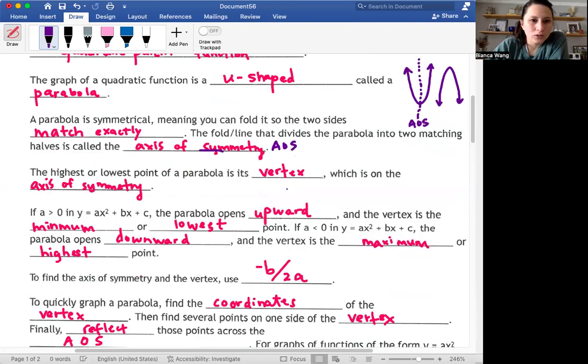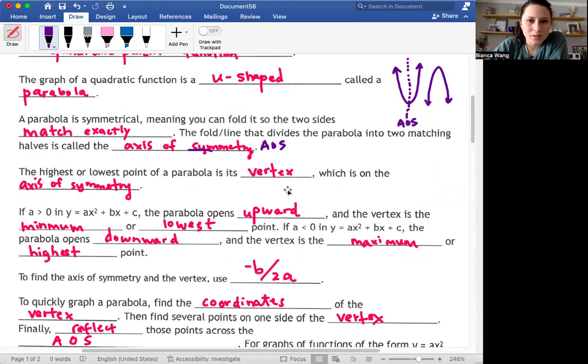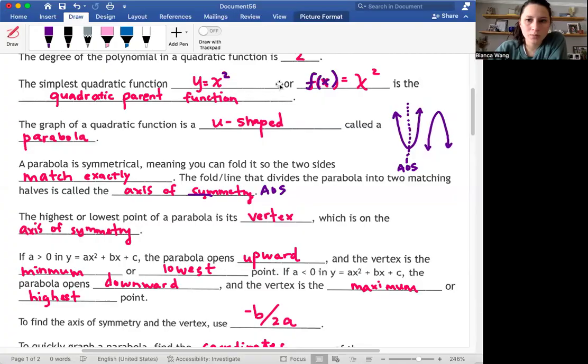The highest or lowest point of a parabola is its vertex. I don't know if you've heard that word before, but the vertex is the lowest point or the highest point, okay? It's always going to be on the axis of symmetry, because the tippy top or the very bottom will be on the crease, on the fold for that parabola.